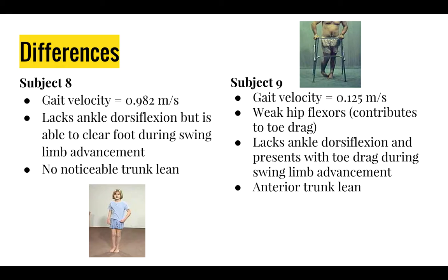So some of the differences, for subject 8, her gait velocity is 0.982 meters per second, and subject 9 is at 0.125 meters per second, so slower than subject 8. Both lack ankle dorsiflexion, but in subject 8, she is able to clear the foot during swing limb advancement, whereas in subject 9's gait, he's unable to clear and has toe drag during swing limb advancement, possibly due to weak hip flexors. And also subject 9 has an anterior trunk lean, whereas we don't see that in subject 8.